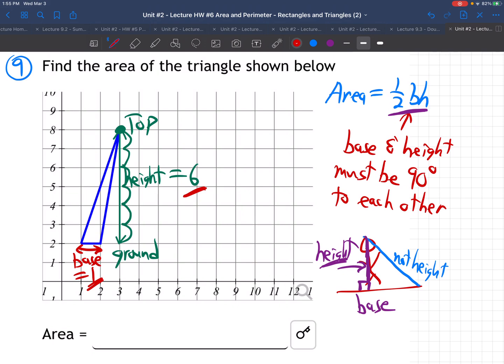So then the area is 1/2 base times height, which is 1/2 times 1 times 6. Half of 6 is 3. So the area of that triangle is 3. The height is at 90 degrees to the ground, which is where the base is located, on the ground. So there we go.